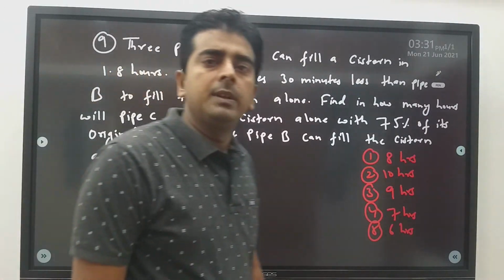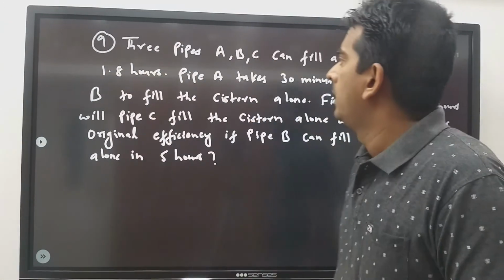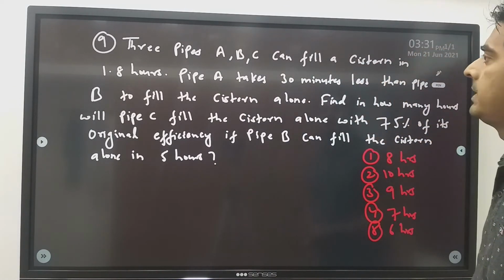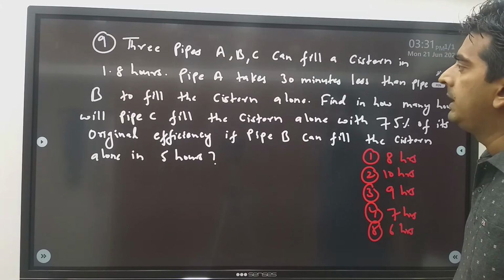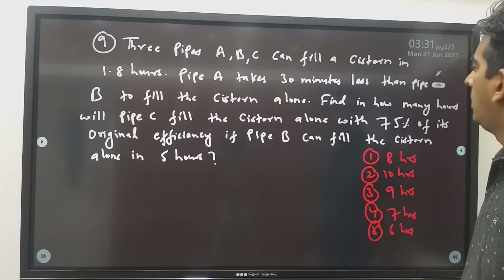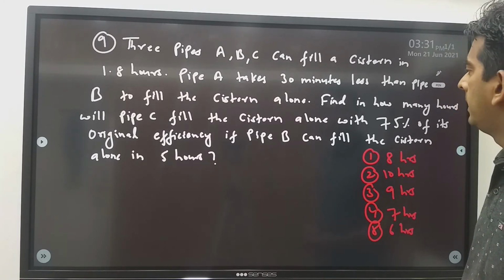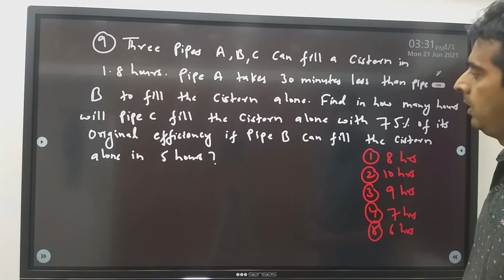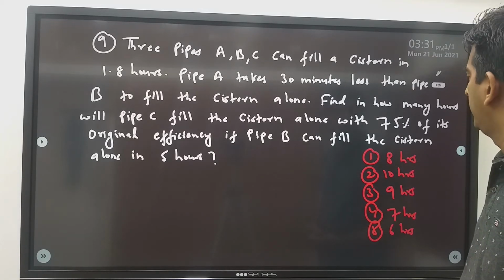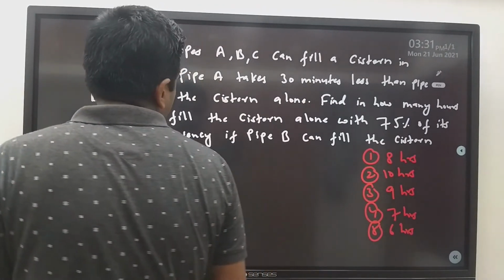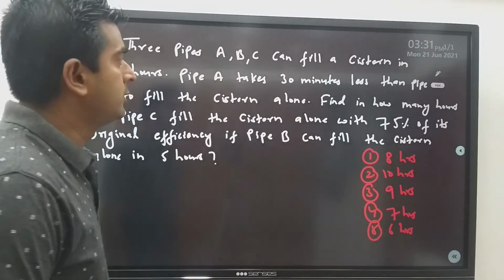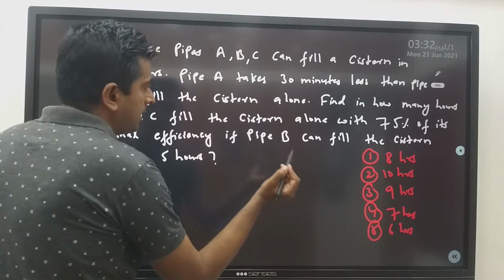So I hope you are clear with previous question. Now we'll see next one. 3 pipes A, B, C can fill a cistern in 1.8 hours. Pipe A takes 30 minutes less than pipe B to fill the cistern alone. Find in how many hours will pipe C fill the cistern alone with 75% of its original efficiency if pipe B can fill the cistern alone in 5 hours. It's a very important question and very good question, right? Very good question here. You have 3 pipe, observe carefully here, right?